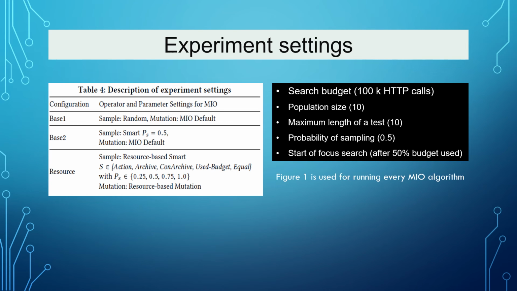Experiment settings. Base 1 is an implementation of the default Many Independent Objective algorithm for the REST problem, and base 2 is applying smart sampling to the Many Independent Objective algorithm. And figure 1 is using all of these values to run the MIO algorithm.